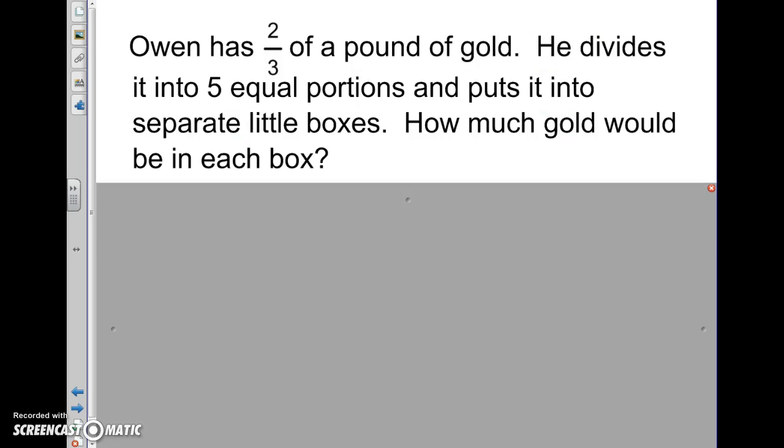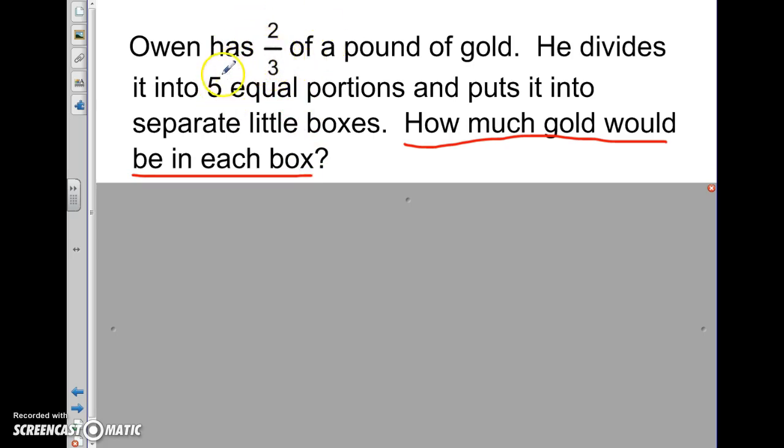So, Owen has 2/3 of a pound of gold. He divides it into 5 equal portions and puts it into separate little boxes. How much gold would be in each box? So, again, first we look at the question. How much gold is he going to have in each box? And we know that he has 2/3 of a pound of gold total.